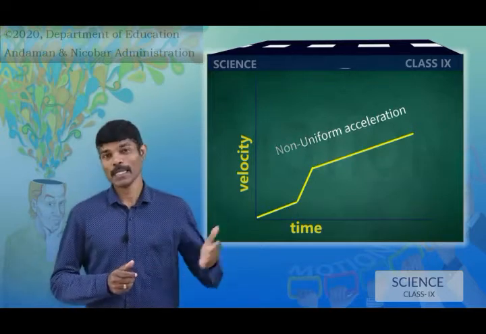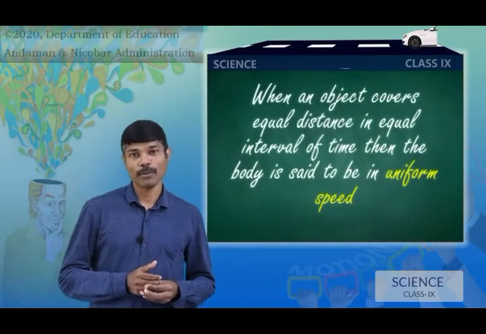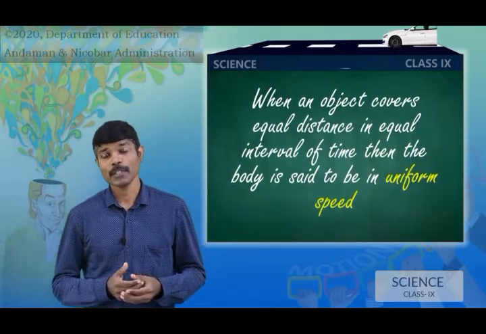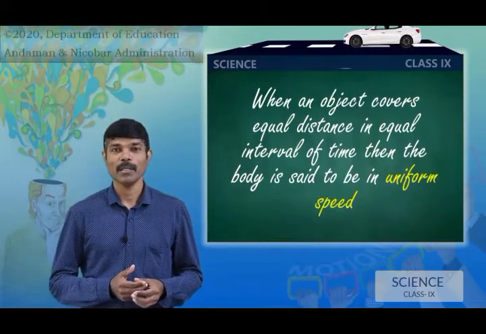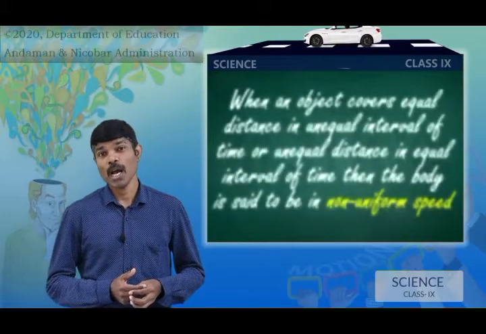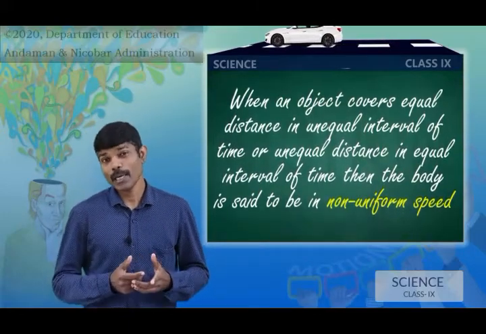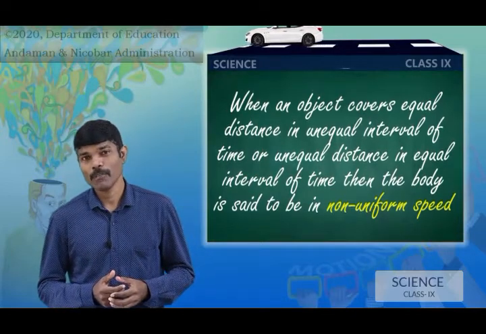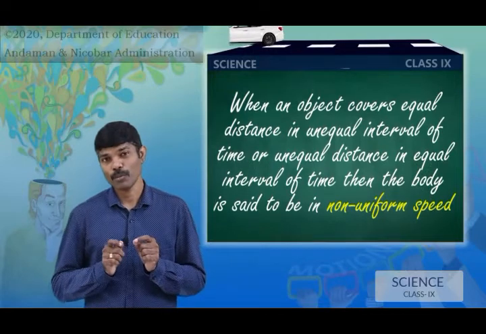And in the previous section you must have studied about the uniform speed and the non-uniform speed. When an object covers equal distance in equal intervals of time, it is said to be in uniform speed. Whereas if an object moves unequal distances in equal intervals of time or equal distances in unequal intervals of time, we call such motion non-uniform motion.